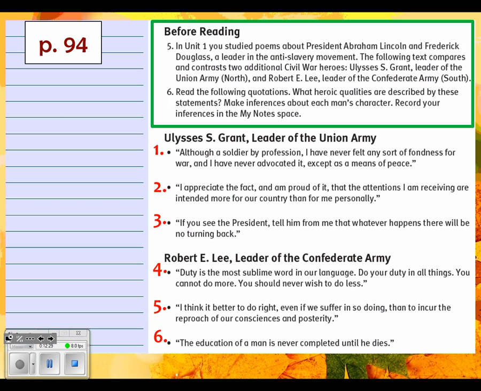What I'm going to have us do first is to look at the very first quote given by Grant, and we're going to see what possible heroic traits Grant is showing just in that one statement that he made. So, could you go ahead and read for us, please, Jordan, the first quote from Ulysses S. Grant? "Although a soldier by profession, I have never felt any sort of confidence in war, and I have never advocated it except as a means of peace." All right. What possible heroic trait could you pick up from that man's statement?